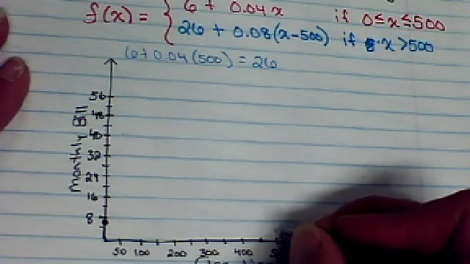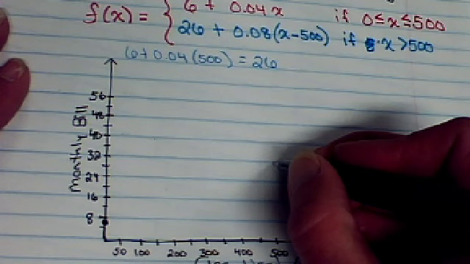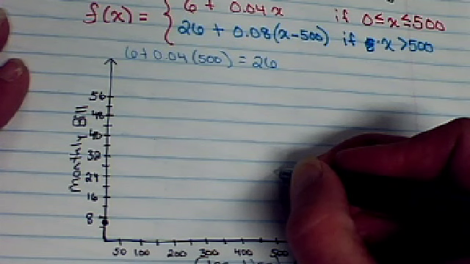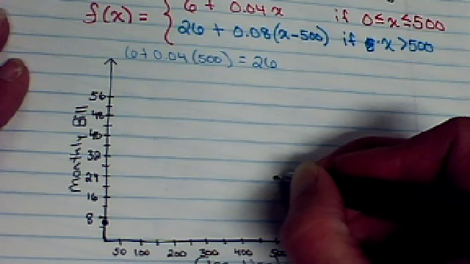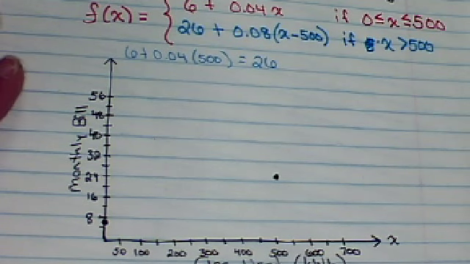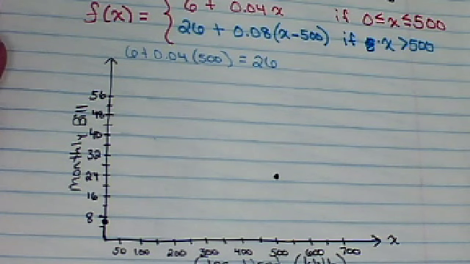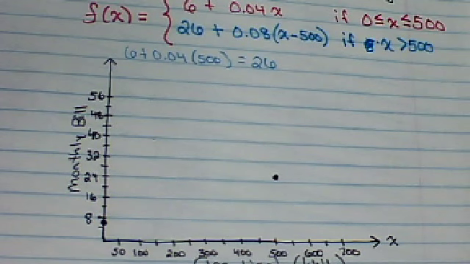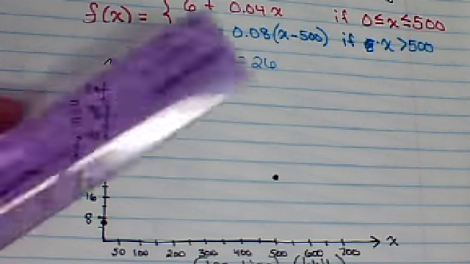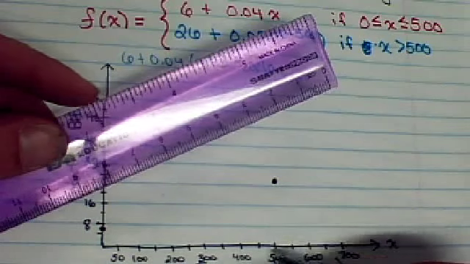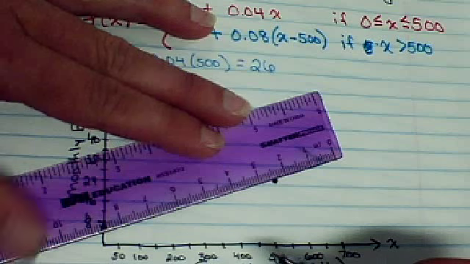So here's 500. This would be 32, 28, 26. So somewhere right about there would be $26. And remember, you really only need 2 points to draw a line. So I'm going to see if I can find a ruler real fast, or a straight edge of some kind. Found one. Now, I don't go past this point because this is when my x value is at 500.